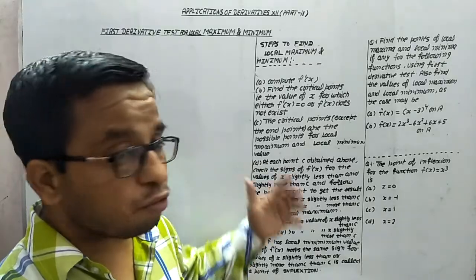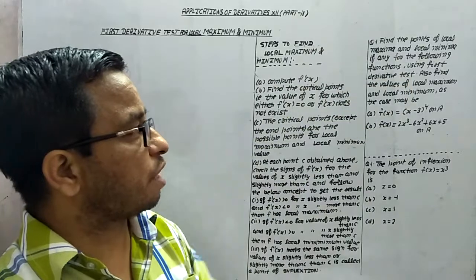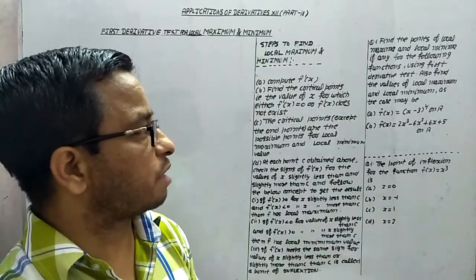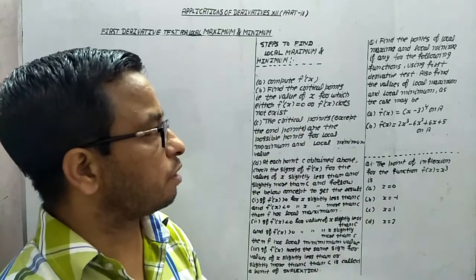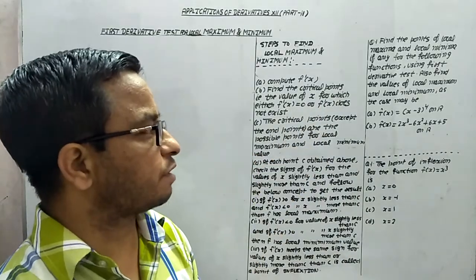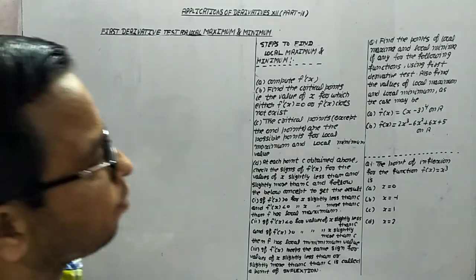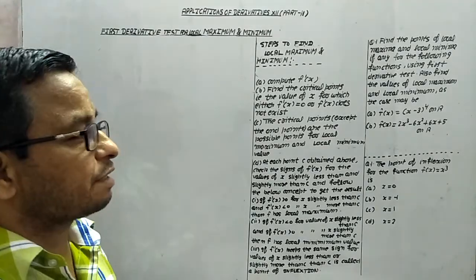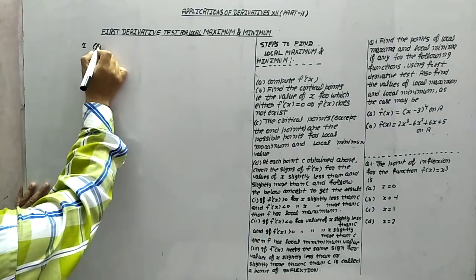Now, how will this be used in questions? Let's start with this question in which it is given: find the points of local maxima and local minima, if any, for the following functions using the first derivative test. Also find the values of local maximum and local minimum as the case may be. So in the first question, there is a part.